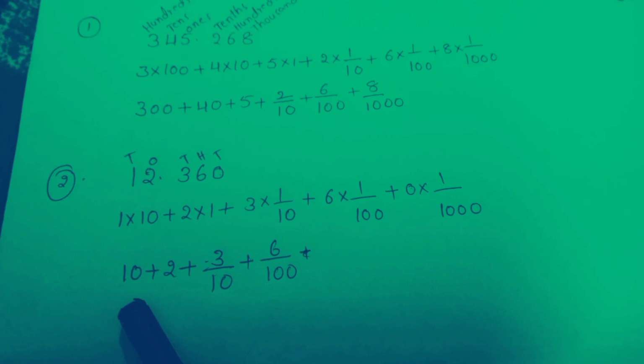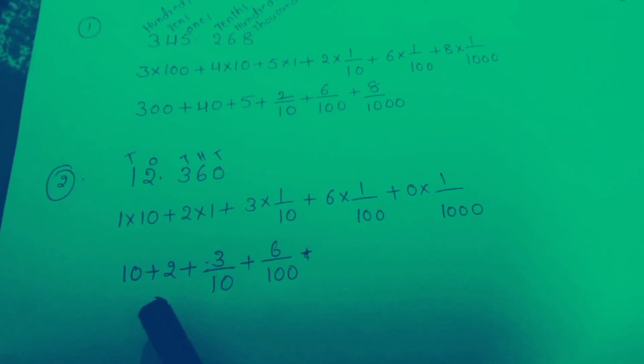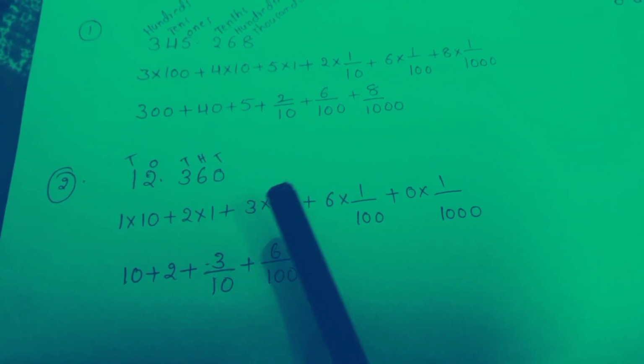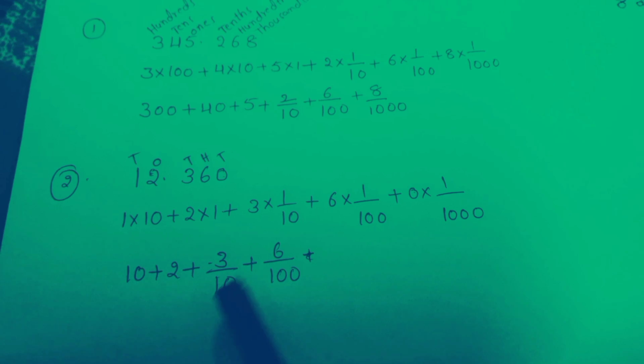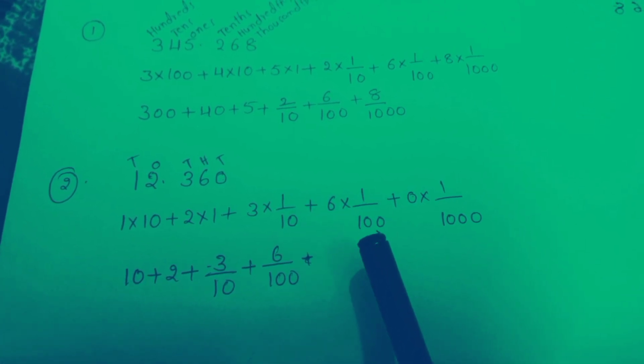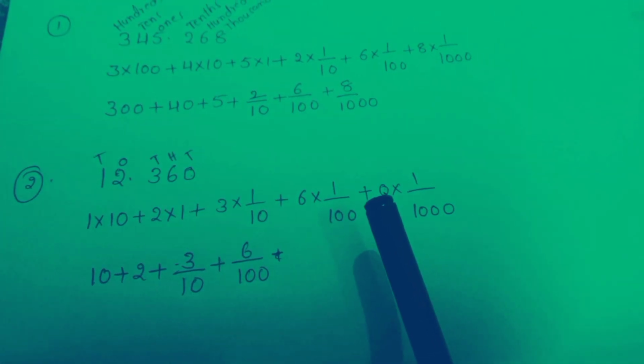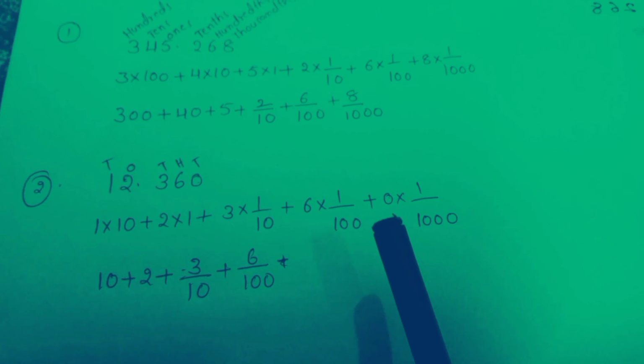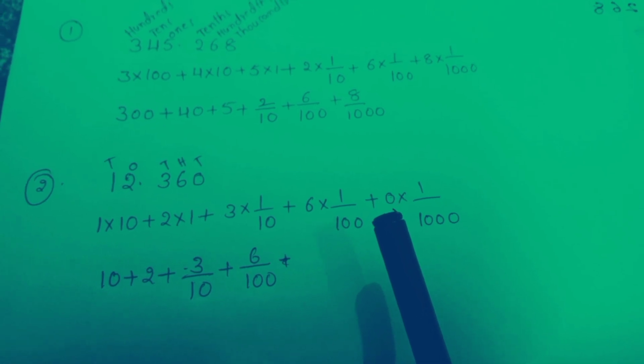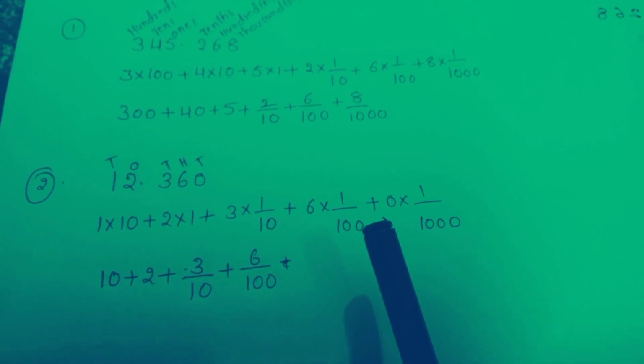1 tens is 10, 2 ones is 2, plus 3 tenths is 3 by 10, plus 6 hundredths is 6 by 100. 0 multiplied with any fraction, the answer is 0. So there is no need to write it.